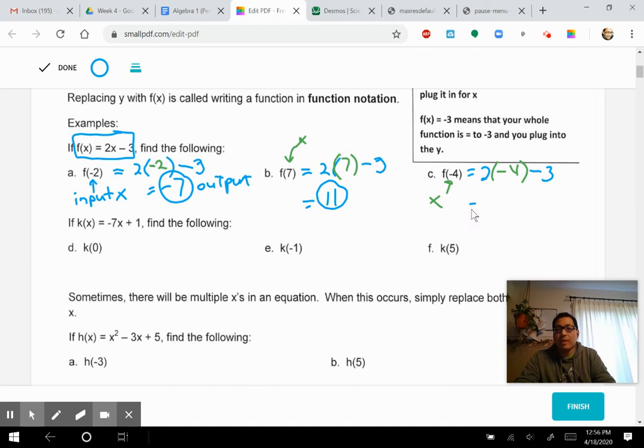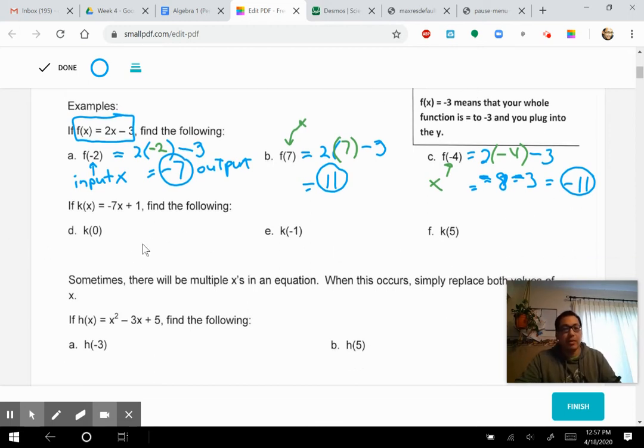Well, 2 times negative 4 is negative 8. Minus 3, think about negatives adding together. They just become more and more negative if we're adding two negatives. So that is a negative. I'm going to have to find a better program. We get negative 11 is our output. You have to be very careful here. Okay, so let's do another one.